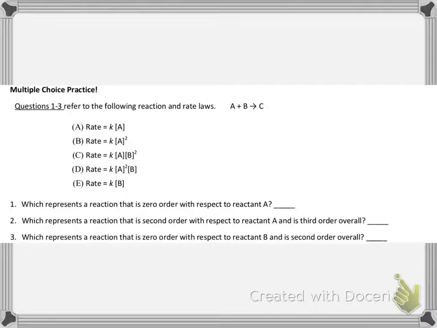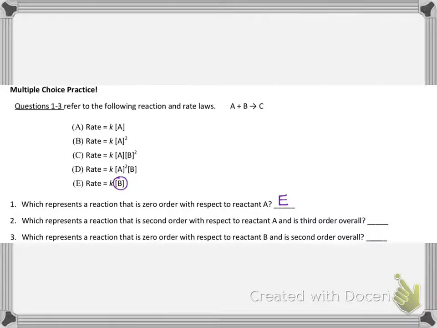Okay, if you want something that is 0th order with respect to A, you want a reaction that doesn't have A at all. And there's only one reaction that doesn't show A at all, and that would be reaction E. Notice, this one is first order with respect to B, but it does not show any effect with the concentration of A.